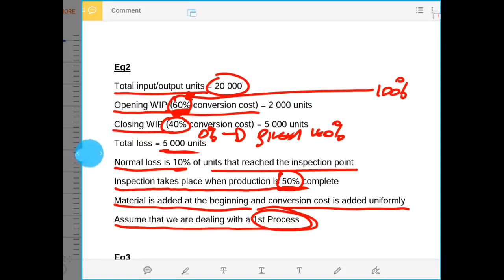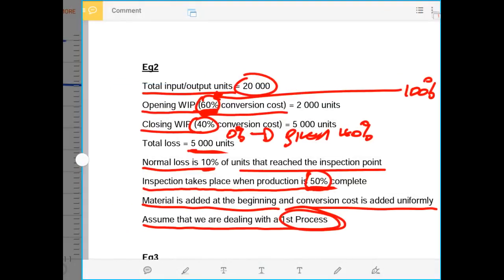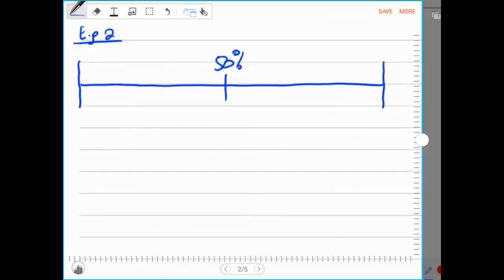Let us continue and do the underline once again to check whether these units passed the point of inspection or not. That is what we are looking for. If they did pass the point of inspection, we do nothing. If they did not, then we deduct. Our point of inspection is still 50%. Nothing has changed. Our opening is given at 60%, meaning our opening is above the inspection point.